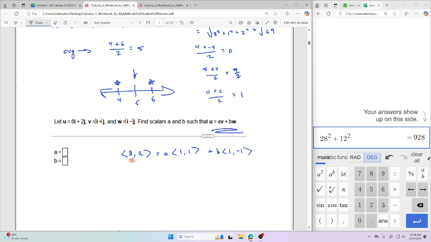So I'm going to look at just the X components, and I just want to look at those individually. Now, I can't just do that right now. I've got to first distribute and simplify and stuff like that. But eventually, I should get 8 is equal to 1A plus 1B, basically. And then looking at the Y components, I got 2 is equal to 1A minus 1B. And I'm going to label those X's and Y's. I like that.